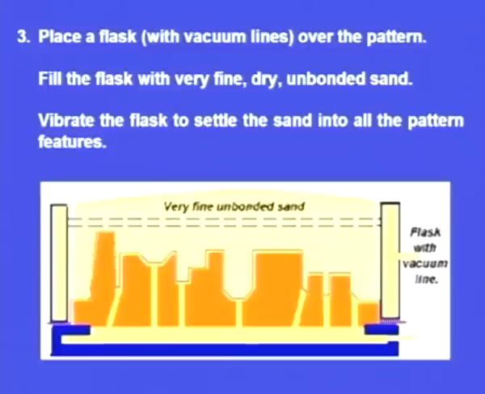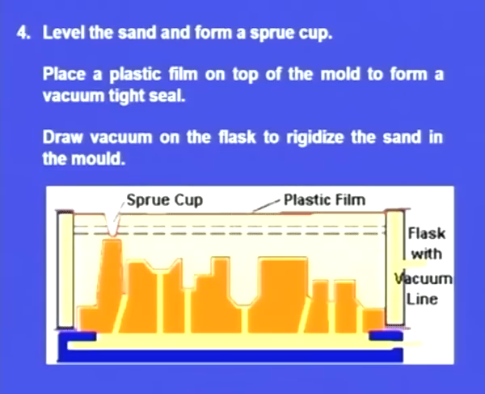Next, we have to vibrate the flask so that the sand will be settling in the flask, so that the sand will be settling over the pattern, occupying all the details of the pattern. That way we have to vibrate the flask. Next one, we have placed excess sand. That sand now we have to remove by leveling. We will level it and remove the excess sand. And here we have to form the sprue cup.